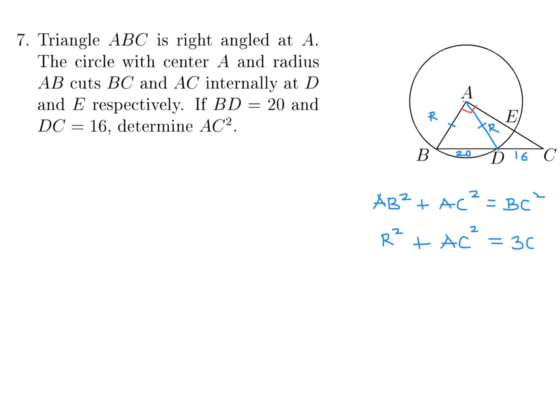So it's 36 squared. So immediately we can tell that AC squared is going to be 36 squared, which is 1296 minus R squared. So that means if I can figure out the value of R, I've pretty much solved this question. So let's try to figure out the value of R. I don't think that should be that hard.